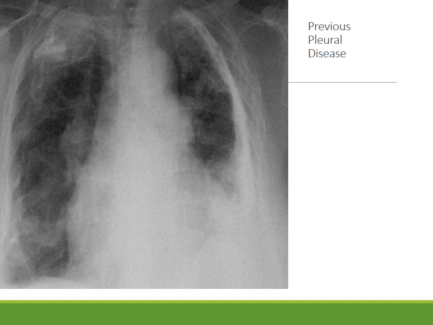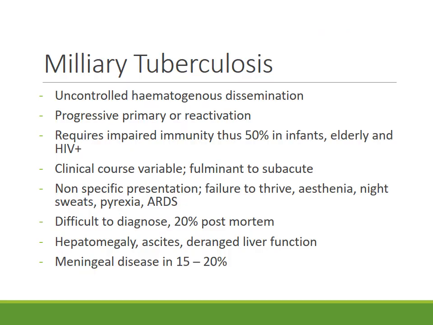Now we will discuss the miliary tuberculosis. It is due to the uncontrolled hematogenous dissemination. Progressive primary or reactivation. Requires impaired immunity, thus 50% in infants, elderly and HIV positive. Clinical course variable, fulminant to subacute.